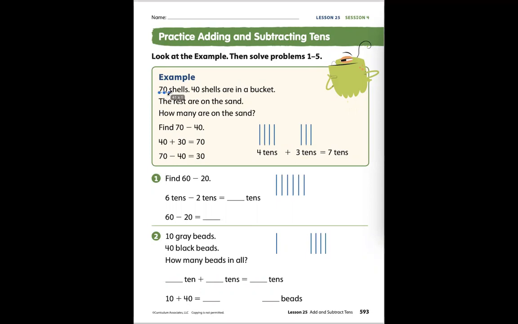Example, 70 shells, 40 shells are in a bucket. The rest are in the sand. How many are in the sand? So there are 70 shells. 40 of those shells are in a bucket. The rest are in the sand.